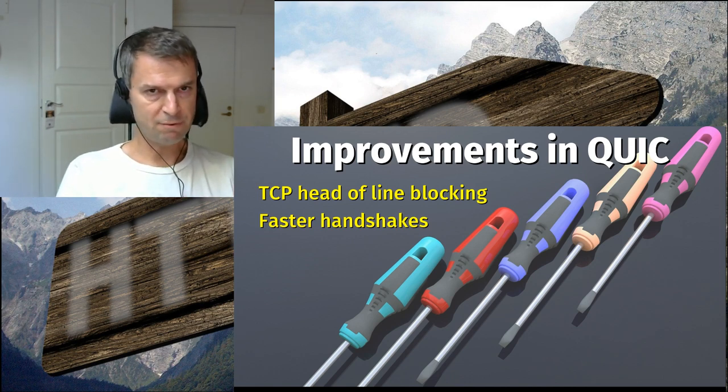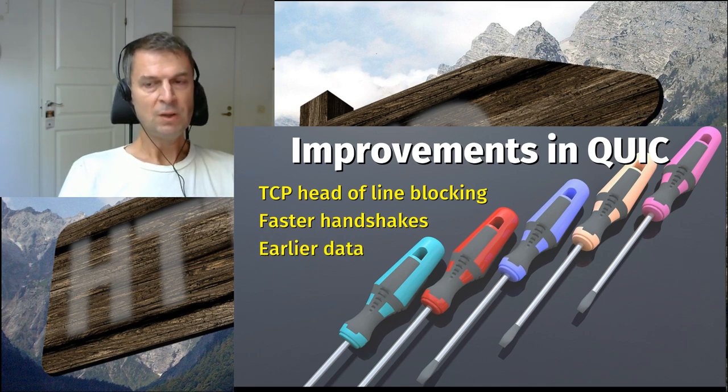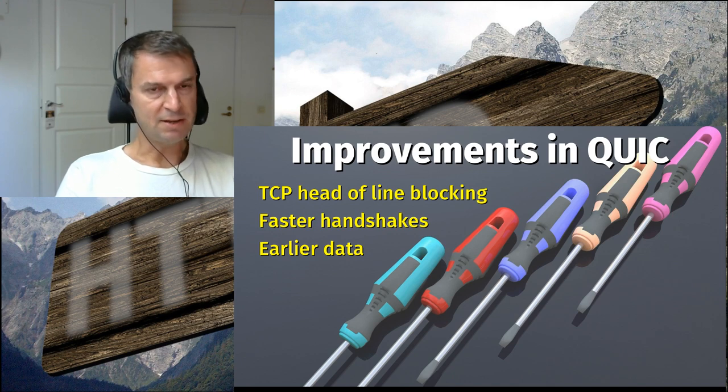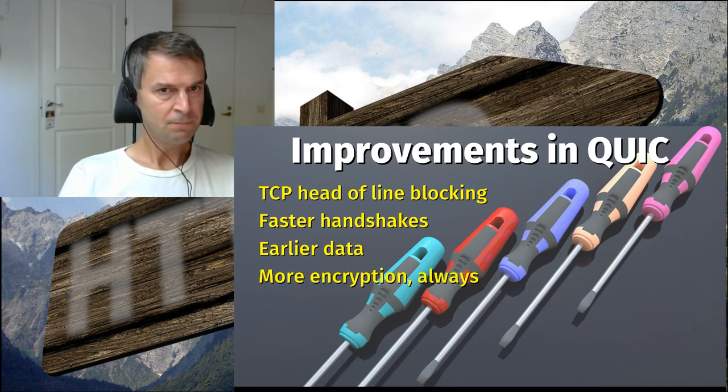And it introduces much faster handshakes, in that there is less back and forth, fewer ping pongs to get a handshake up, and earlier data. So already from the beginning in this protocol, there's a method to send data in the first packet in a zero RTT handshake, pretty much reducing the latency even more than before.